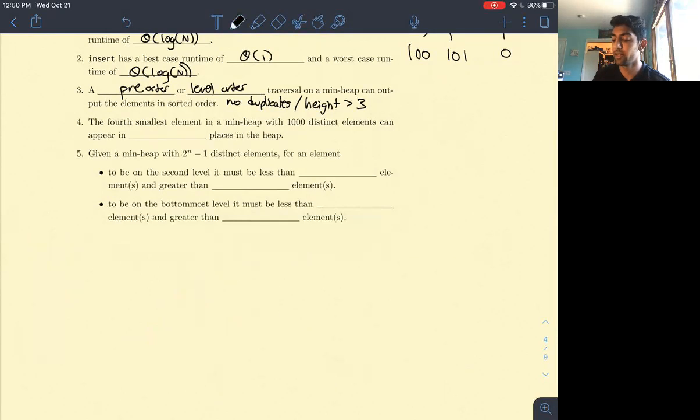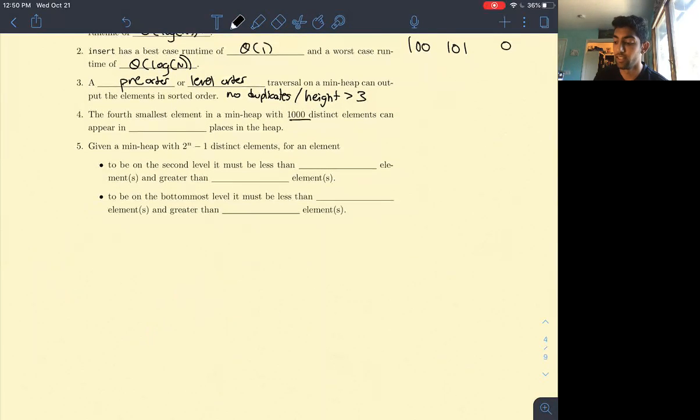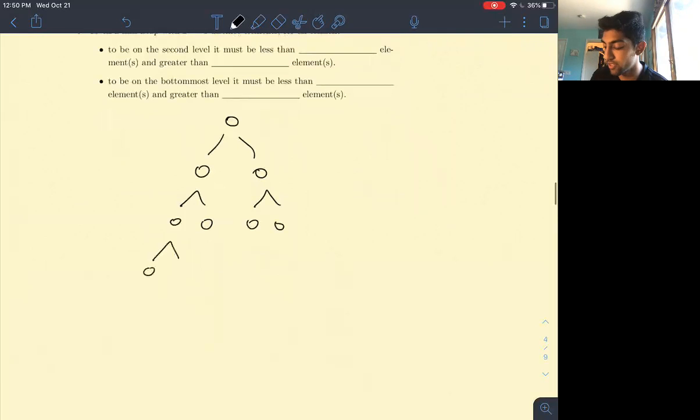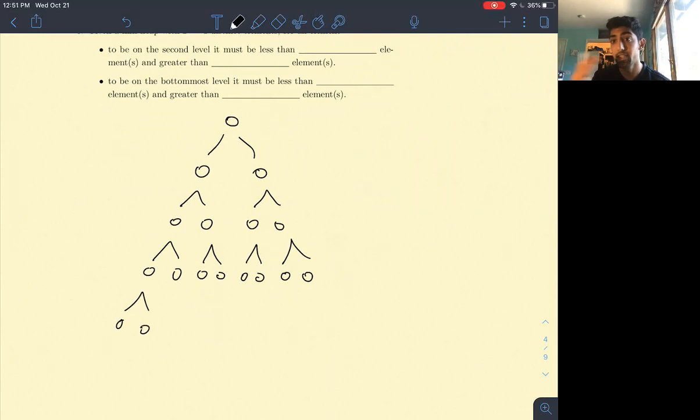Let's move on to the next part. The 4th smallest element in a min heap can appear in blank places in the heap. So the number 1000 is just arbitrarily large. Let's look at an example of a really, really large min heap, and then we'll try to figure out a solution. So I'm just drawing a big min heap, and then we'll figure out some idea from here. Okay, perfect. Here's some random min heap.